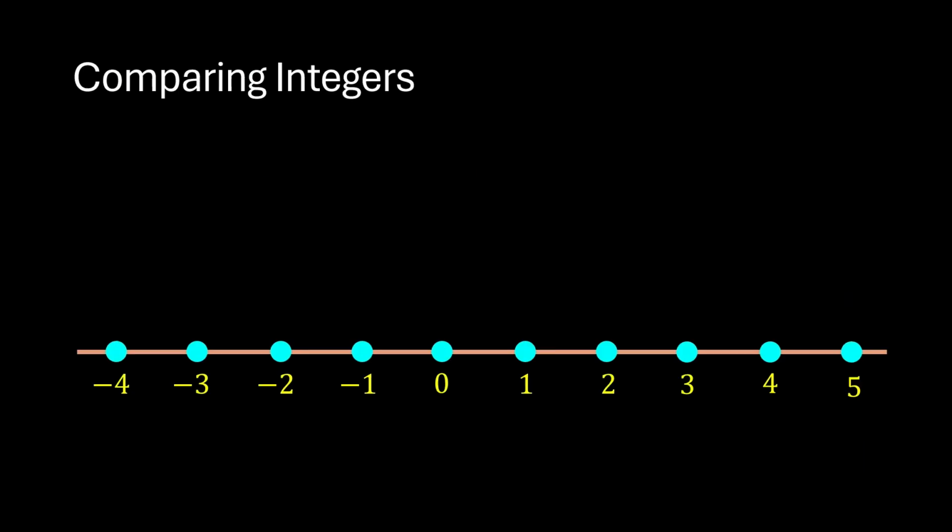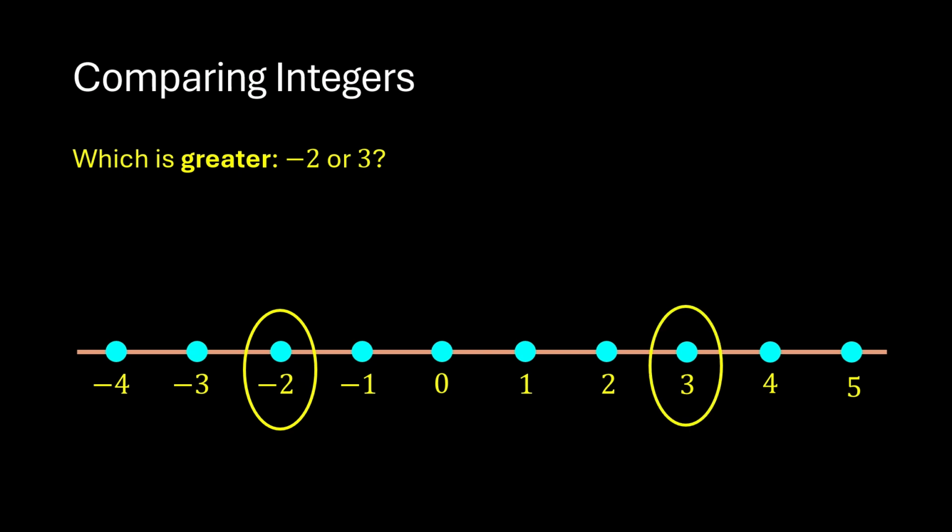On a number line, the number further to the right is always greater. So if we would like to compare minus 2 and 3, then we have minus 2 here and 3 here. So which is greater, minus 2 or 3? Since 3 is further to the right, we conclude that 3 is the greater of the two numbers.